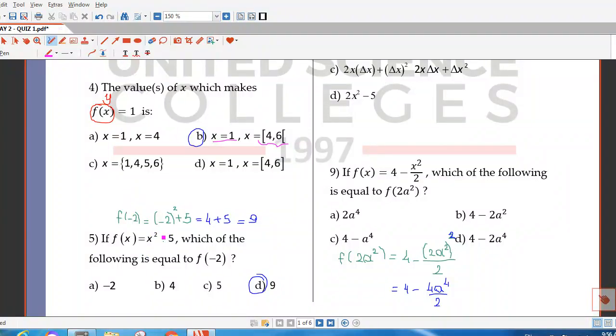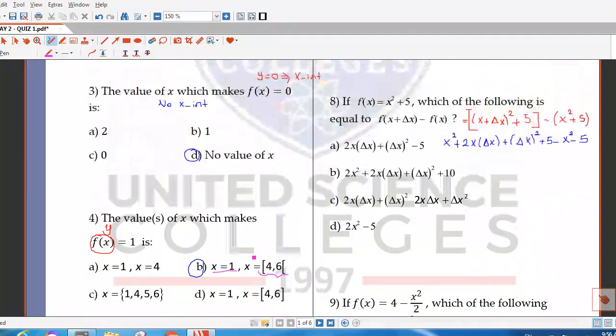Question 5, function is given and we are going to find what is f of minus 2. The number which is given inside of a parenthesis should be replaced instead of x. So square of minus 2 plus 5. Square of minus 2 is 4 plus 5 is 9, the value of function. Answer is D.